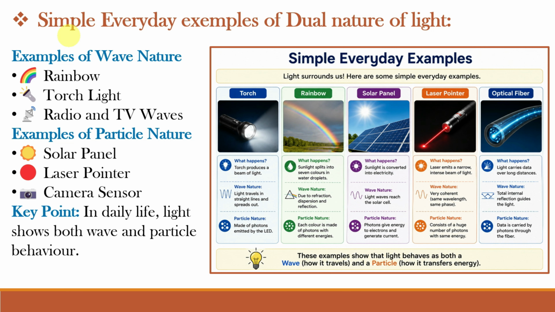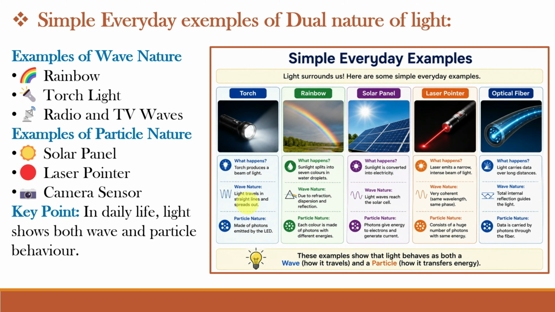Okay, let us now look at some simple everyday examples of the dual nature of light. A rainbow is an example of the wave nature of light. It is formed due to refraction and dispersion of sunlight by water droplets. When we use a torch, the light spreads and travels from one place to another. This also demonstrates the wave nature of light.